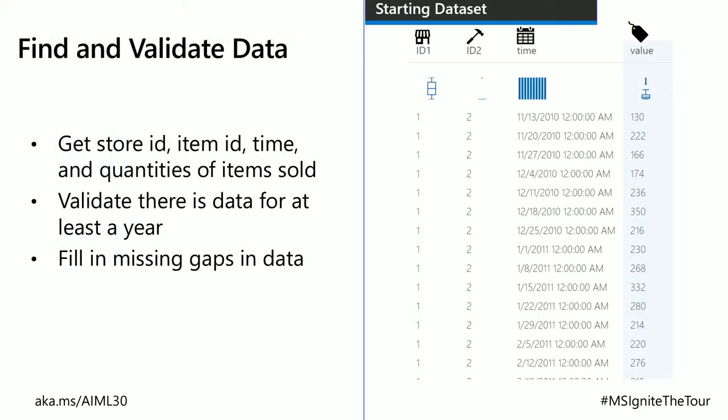So let's have a quick look at the data. We were able to find a store ID, item ID, and then time and quantities of the different items sold. Then we were able to validate this, and we were also able to pre-process our data and make sure that there were no missing data or outliers.